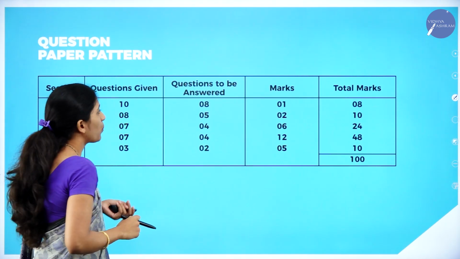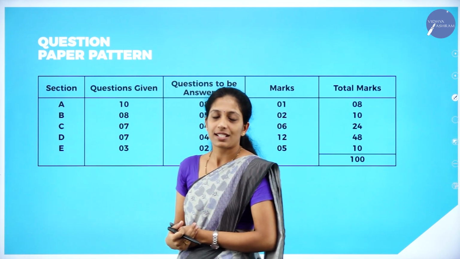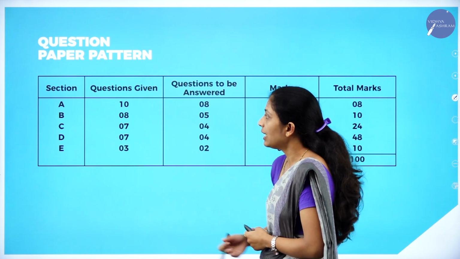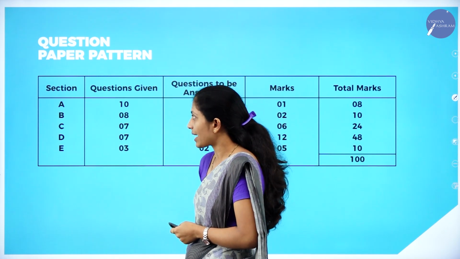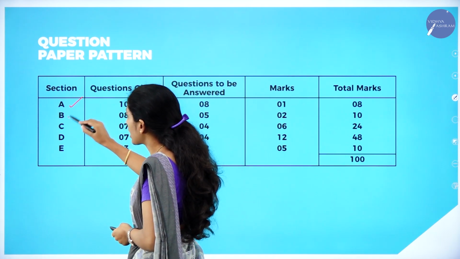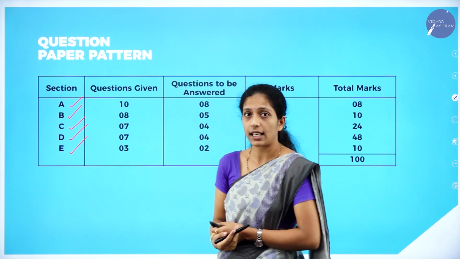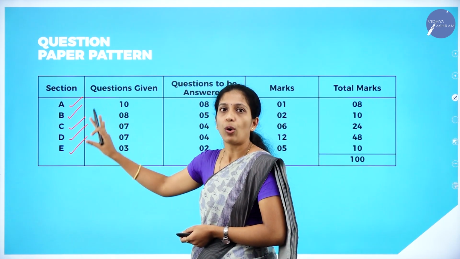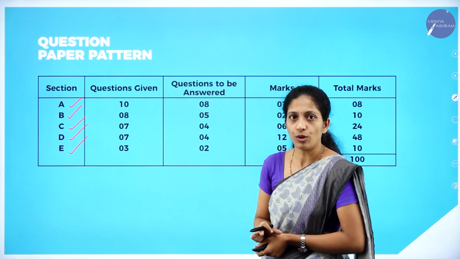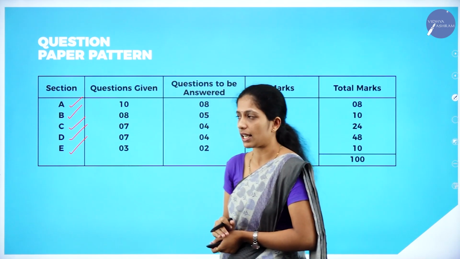Now, let us see what the question paper pattern is. I have already told you, I am going to discuss the question paper pattern here. Your whole question paper will be divided into 5 sections: Section A, Section B, Section C, Section D and Section E. This is how your question paper will be divided.